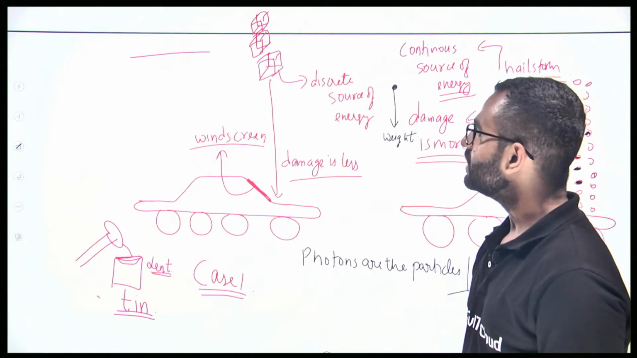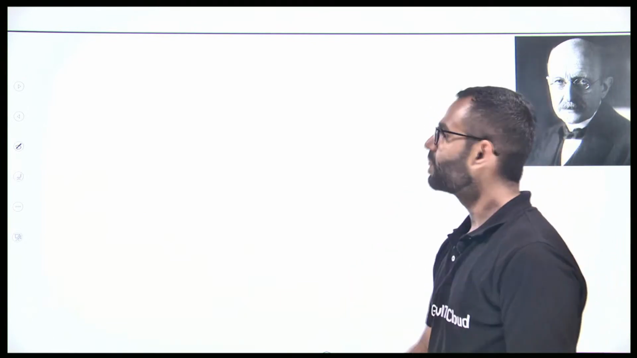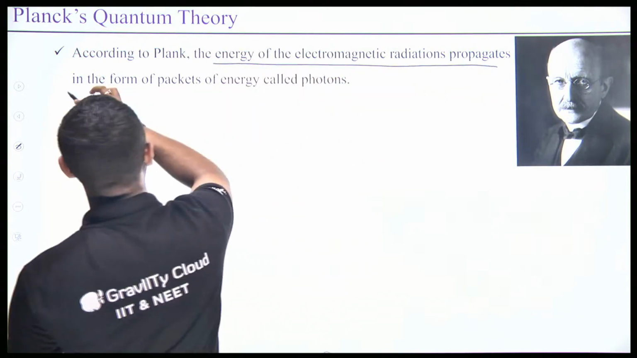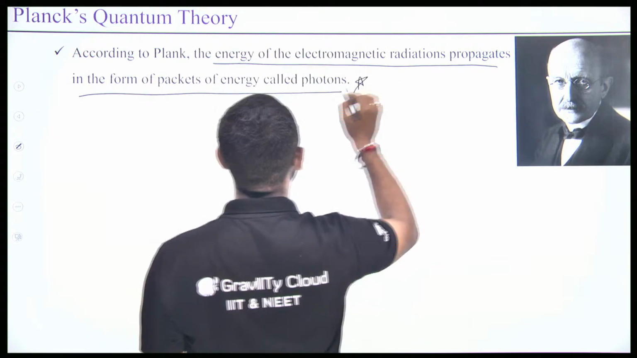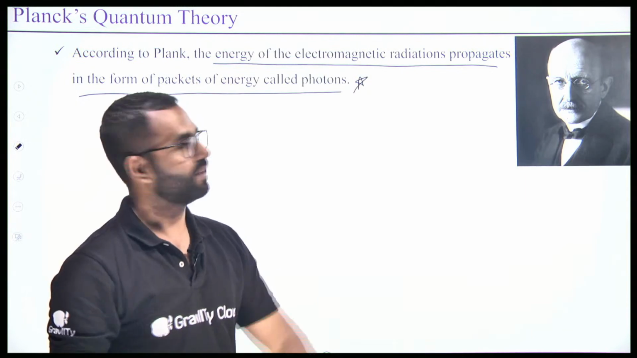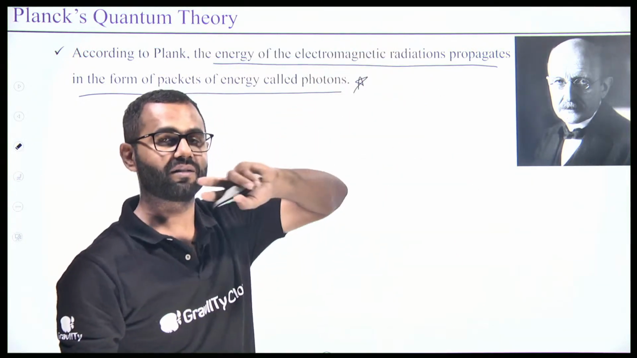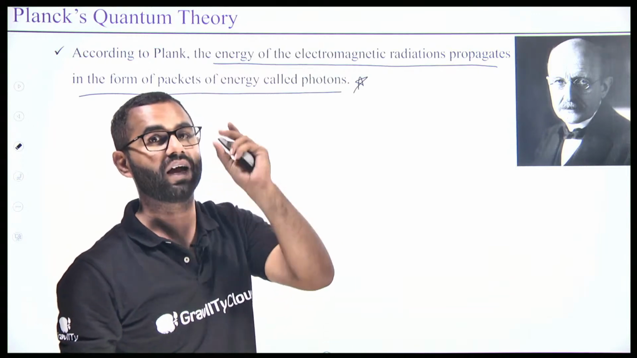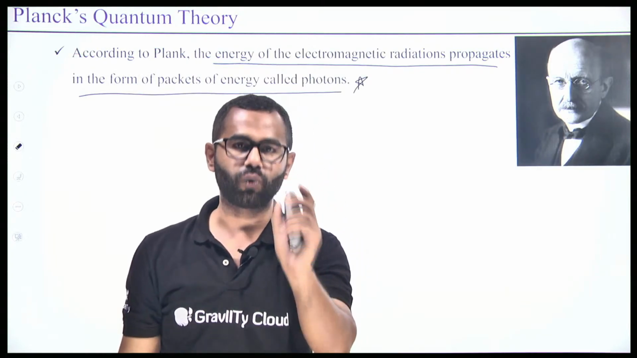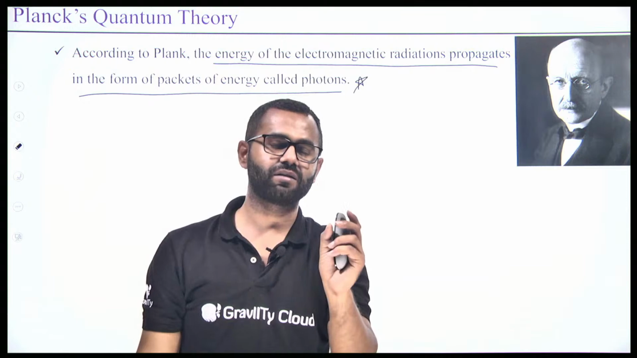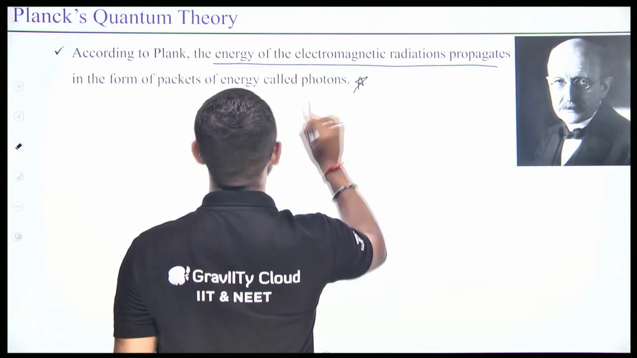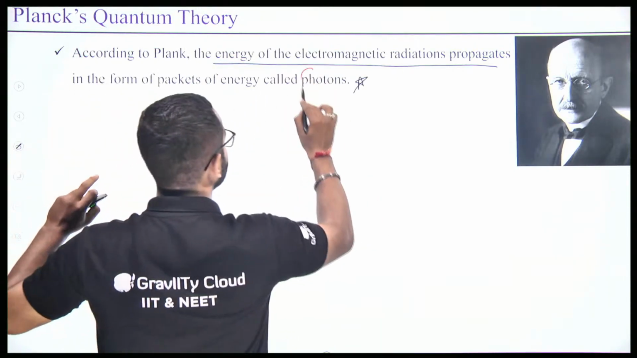Understood? So ultimately, according to Planck, the energy of the electromagnetic radiations propagates in the form of packets of energy called photons. Just like energy of the hailstorm, where the hails, the snowy particles, have energy. Similarly, when electromagnetic radiation flows or propagates, its photons have energy. It is the photons that have energy.